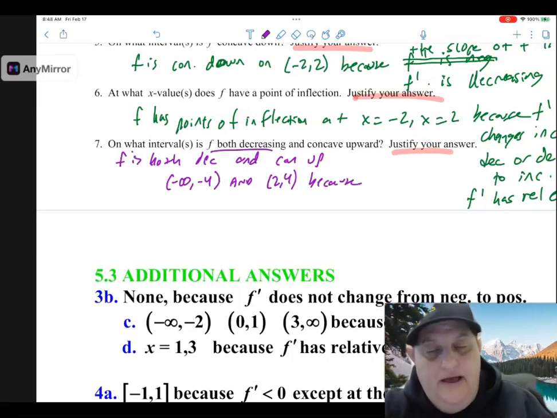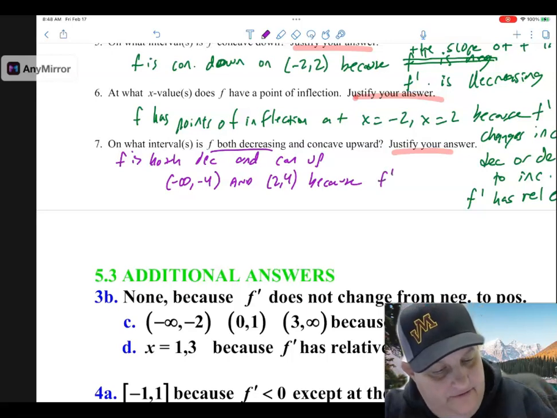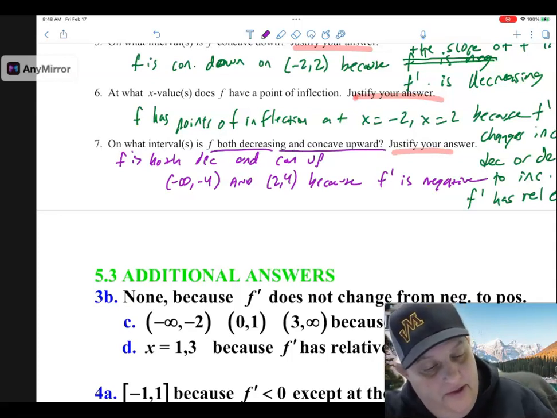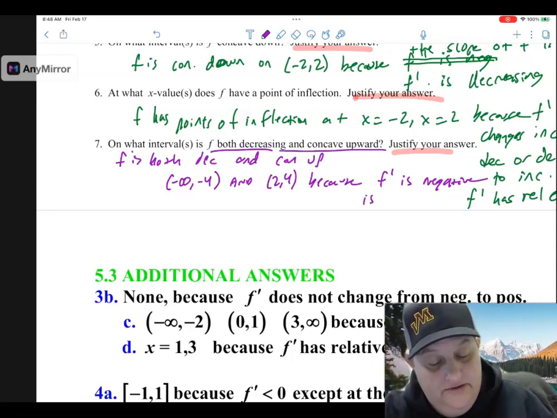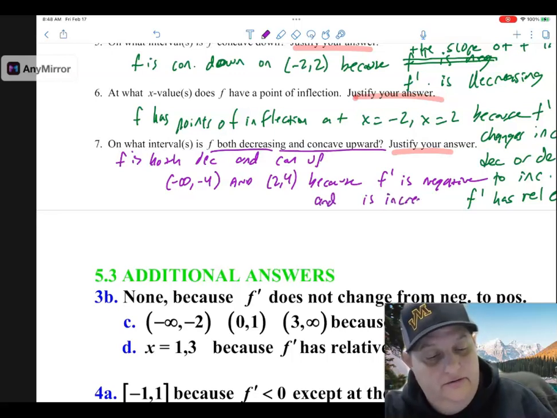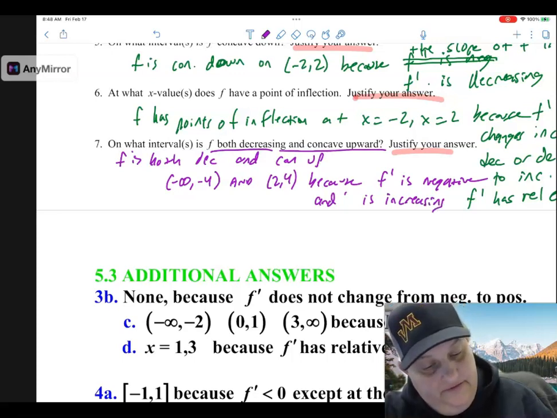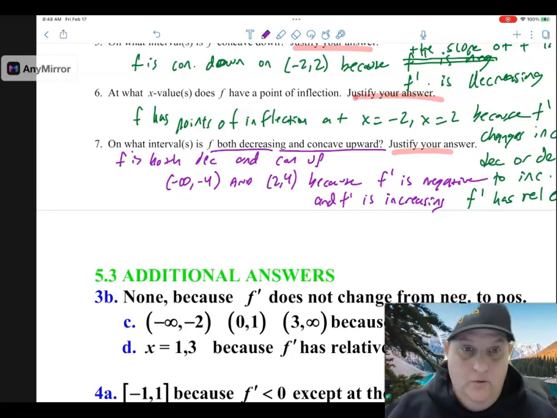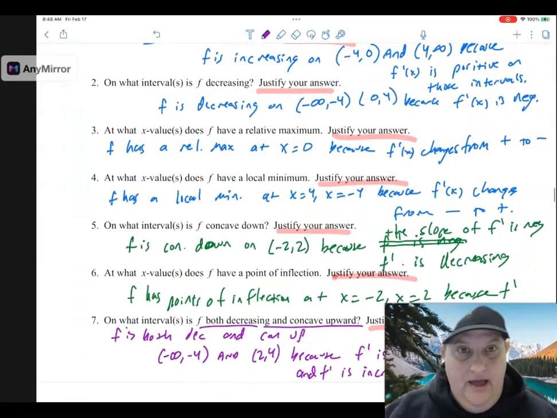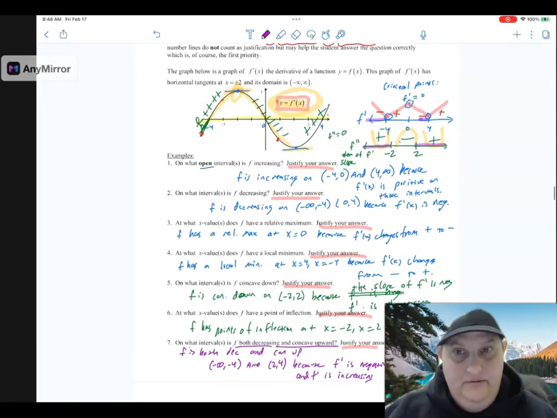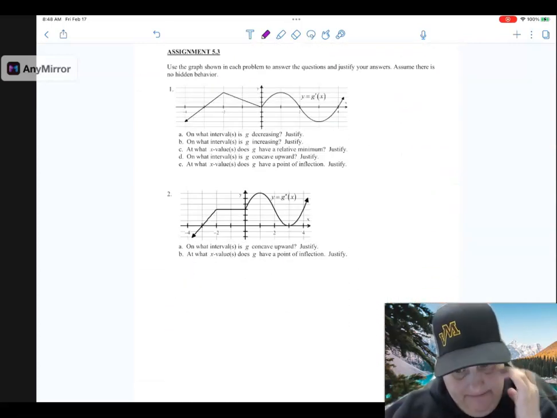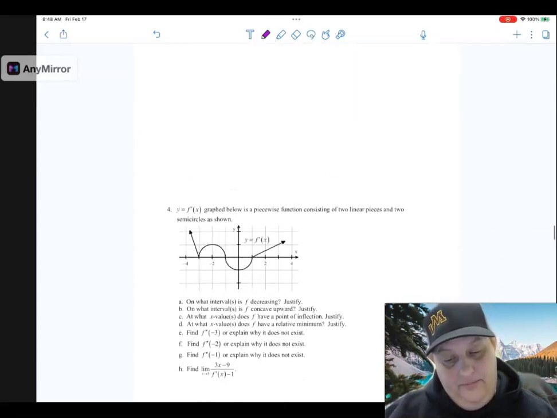Now let's think about this. How do I say f is decreasing? Because f prime is negative. How do I say f is concave up? Because f prime is increasing. Okay, because f prime is negative and f prime is increasing. Negative and increasing. Okay? Little bit tricky, but yeah, that's how we have to justify everything. All right. So we're going to take a look at some of these questions and make sure that we're justifying properly. Okay.